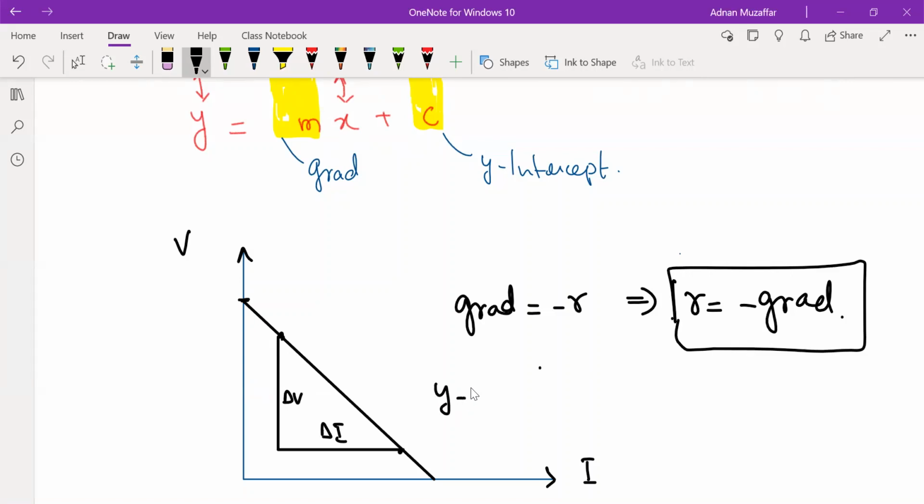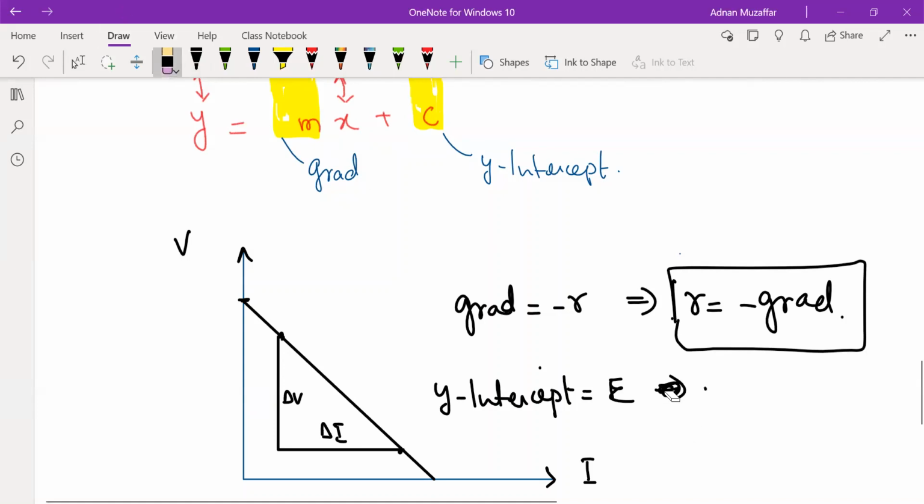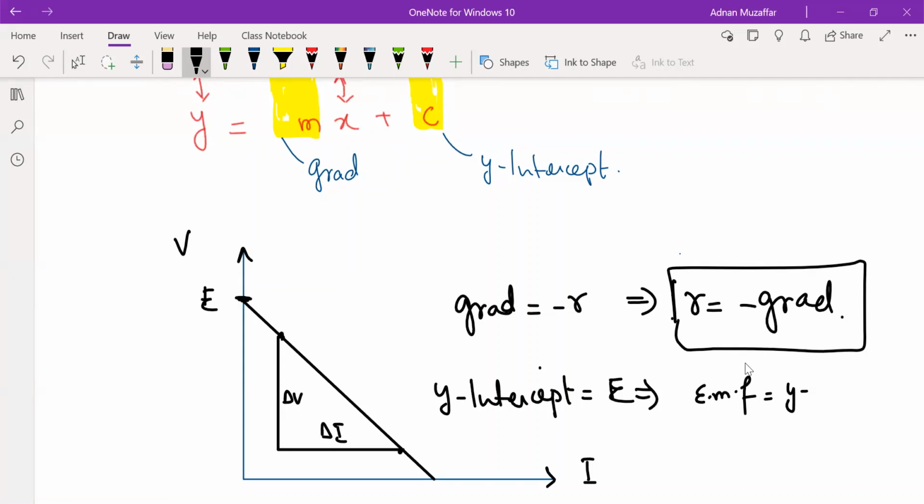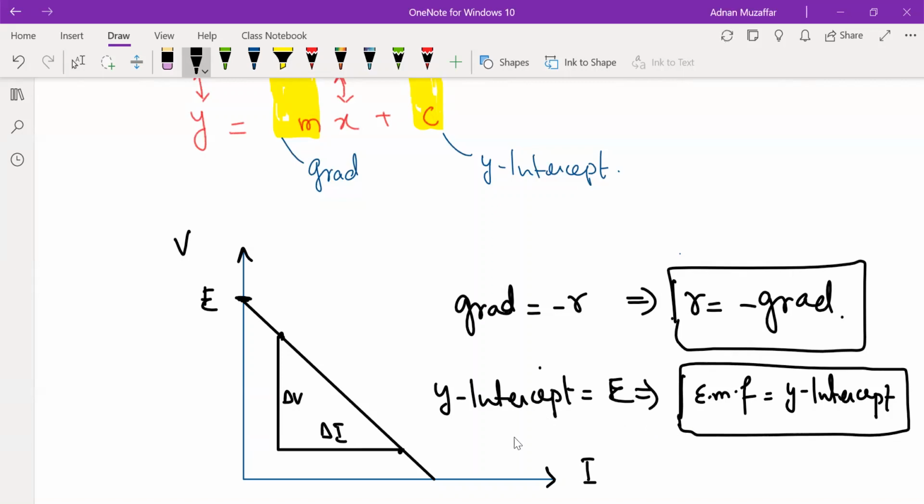And similarly, the y-intercept is the EMF. So to find the EMF, I can write it as a formula: EMF is equal to the y-intercept, whatever the y-intercept is. So I can label this point as EMF. Okay. Is it clear, students? Is there any confusion? Please tell me if there is any confusion.